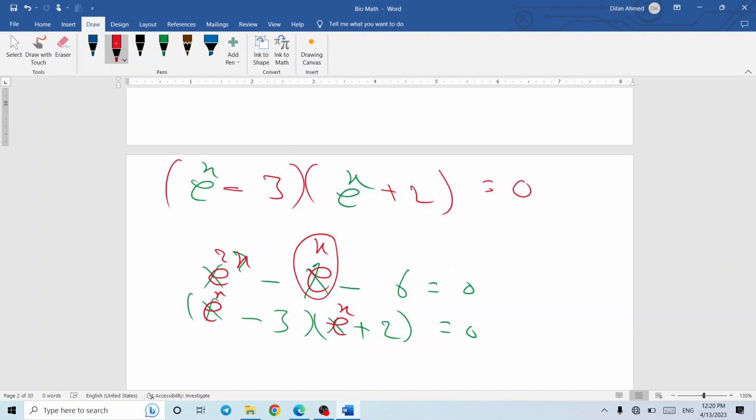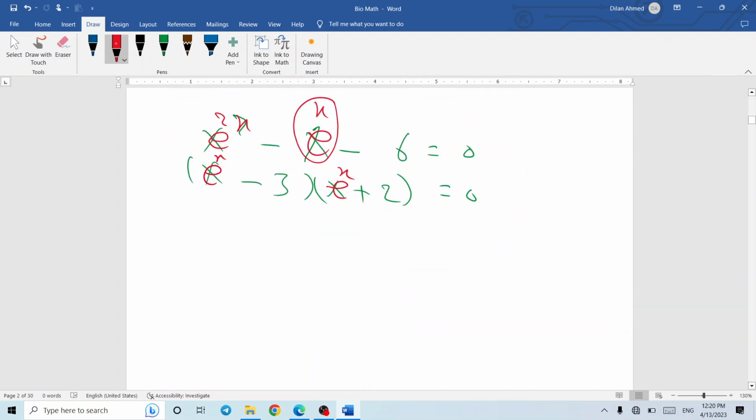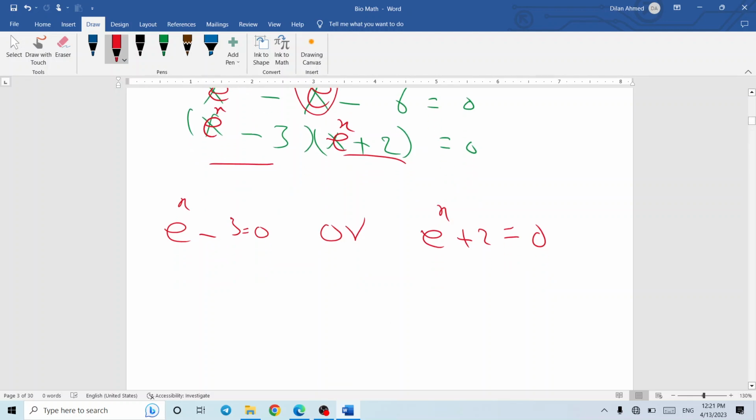Is it more clear? Good. Now I say e to power x minus 3 equal to 0 or e to power x plus 2 equal to 0. Am I right? We have two factors. They are equal to 0 in multiplication, so maybe one is 0 or maybe the other one is 0. So I say e to power x equal to 3 or e to power x equal to minus 2. Am I right? Did you understand, dears? Let me know.